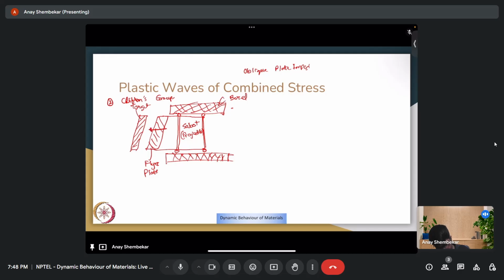This moves ahead with the velocity v. Again, you have your flyer plate, which is parallel to the target, but not perpendicular to the impact velocity, which is why it's called the oblique plate impact. When it hits the target, different waves will be generated.